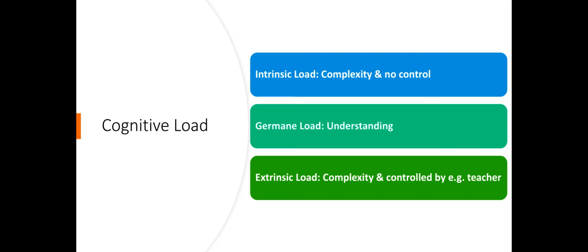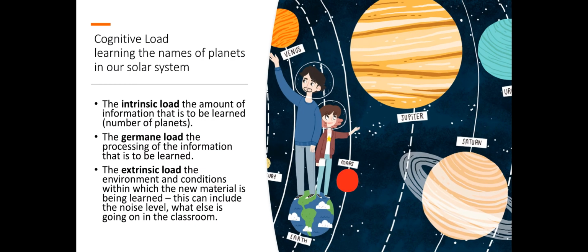The domain load is all about understanding. It's about those schemas, those categories, and how quickly we can access them from our working memory to our long-term memory. And then lastly, the extrinsic load. That complexity of the information is out of our individual control and it is controlled by the teacher. It is about the information that is being presented to us. So if we think about an example, learning the names of the planets of our solar system. So that intrinsic load is all about that individual, the amount of information that they have to learn.